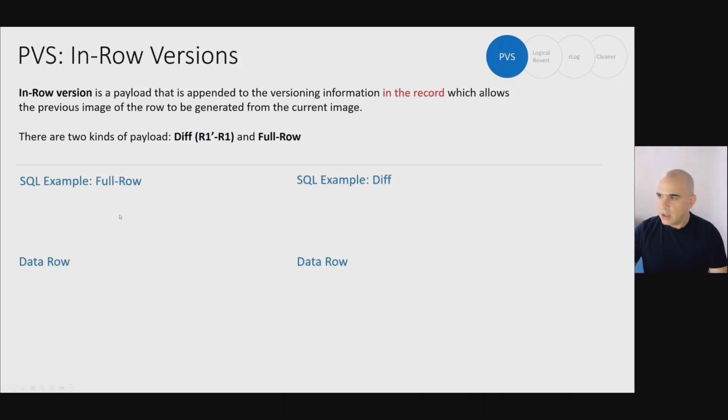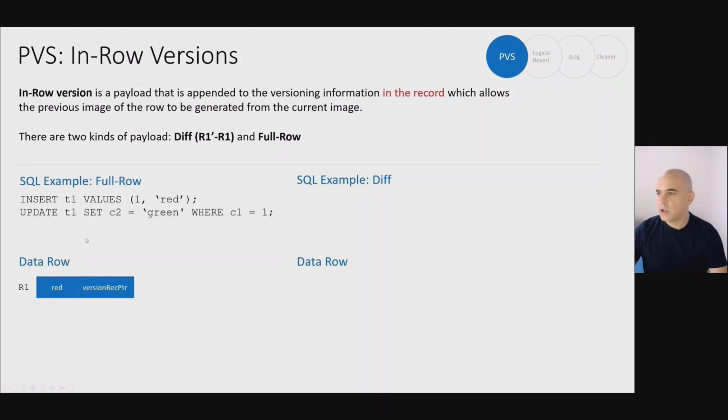On the left, we have a SQL example where we store the full row in the data row, and on the right, an example where we store the difference. So imagine we are inserting the value red into table T1. This is how the data row looks. The value is red, and then we have a version record pointer. Then on the update, let's imagine that we're updating red to green. This is how the data row looks: green, version record pointer, and we store the full row in-row because it fits.